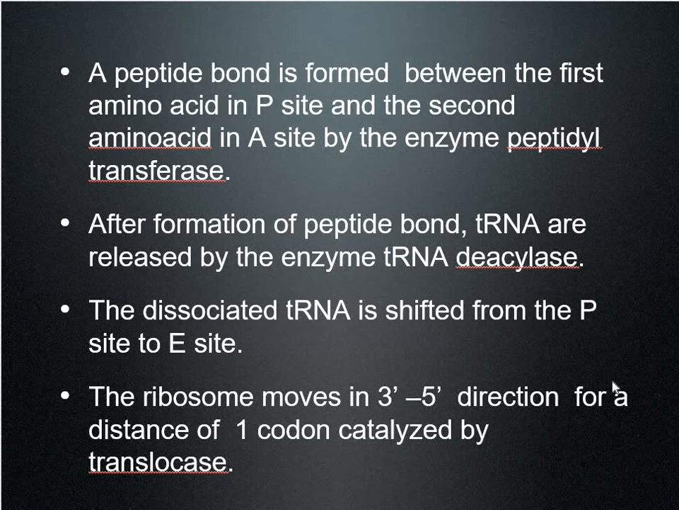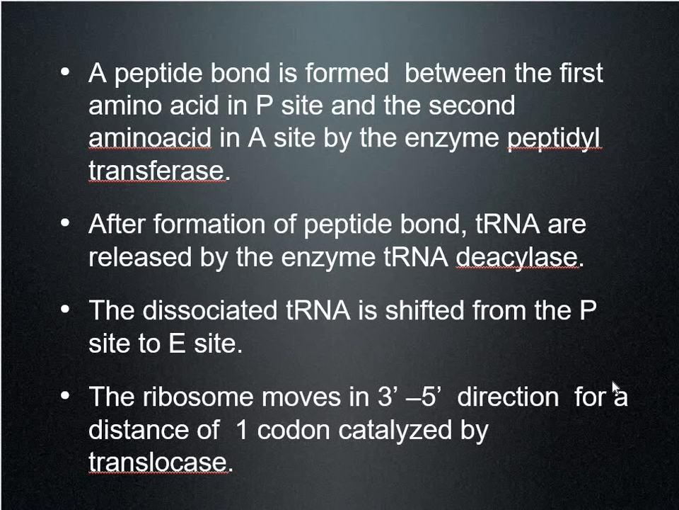This bond formation is carried out by the enzyme peptidyl transferase. After formation of this peptide bond, after giving this amino acid to the ribosome, the tRNA is released by the enzyme deacylase. So tRNA carries the amino acid, and once it gives the amino acid to the P site and the peptide bond is formed, the tRNA is released from the amino acid by the enzyme tRNA deacylase.